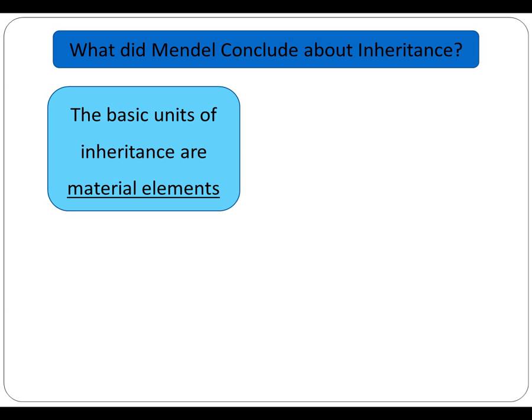inheritance. One is, he said, the basic units of inheritance has to be something physical. He said there is something physical about these plants that I'm observing that is being transferred from one generation to the other. Right? Or as identified here, material element, something physical is being passed from parental to offspring.